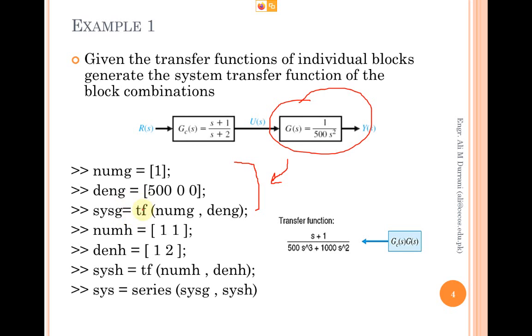This time we will be using a simple command. This is the simplest of all, in which you just write tf, and in the round brackets you define first your numerator and then your denominator. So the numerator and denominator which you have defined above will be saved in sysg, or you can also call it g1 as well. It's up to you what kind of variables you use to define your system.